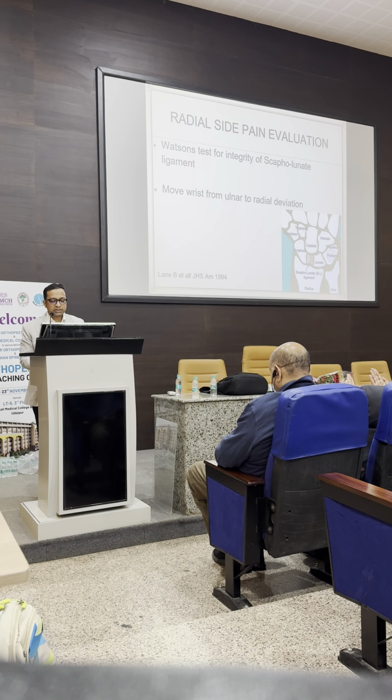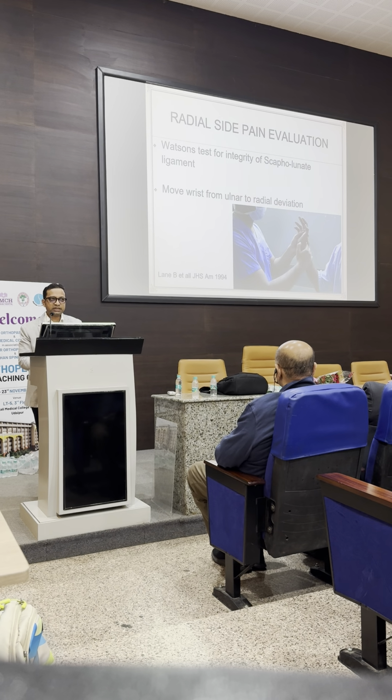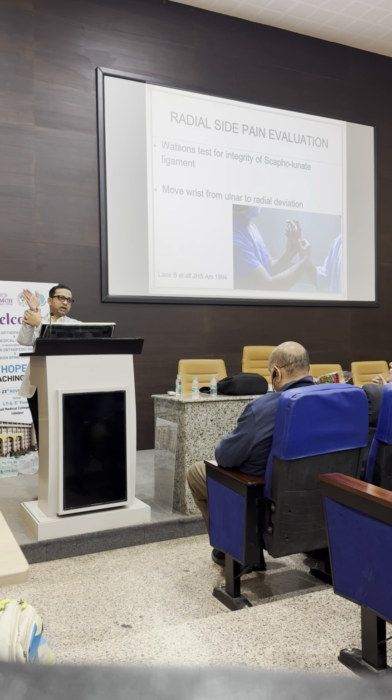The most common, I would say not most common, the second most common cause of radial side pain is rupture of the scapholunate ligament. Very common injury amongst wrestlers when the hand goes into a twisting mode. So this scapholunate ligament is ruptured. What is the test? Watson's test. Hold the wrist in ulnar deviation, keep your thumb on the scaphoid tubercle, and just move from ulnar deviation to radial deviation.